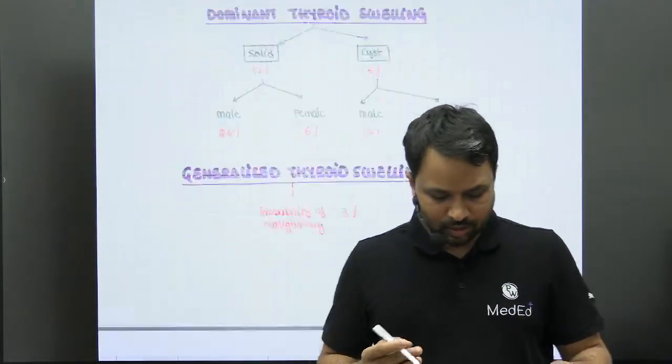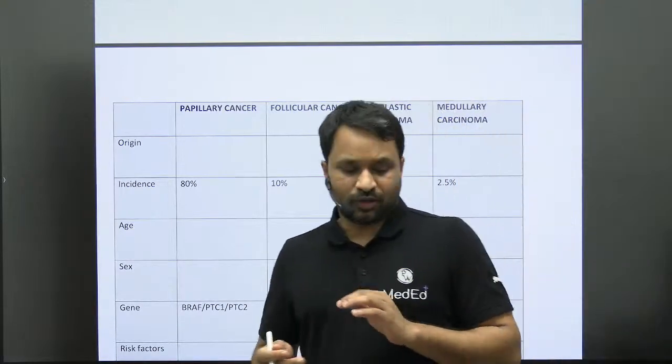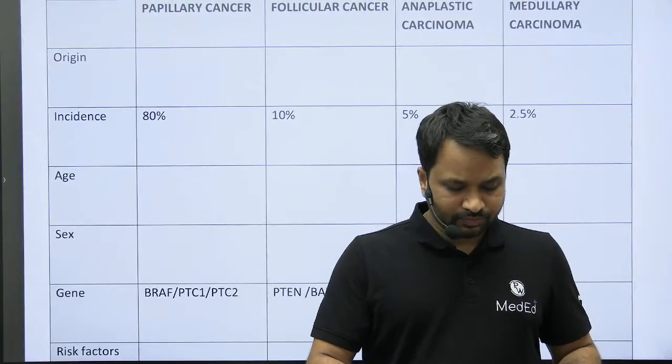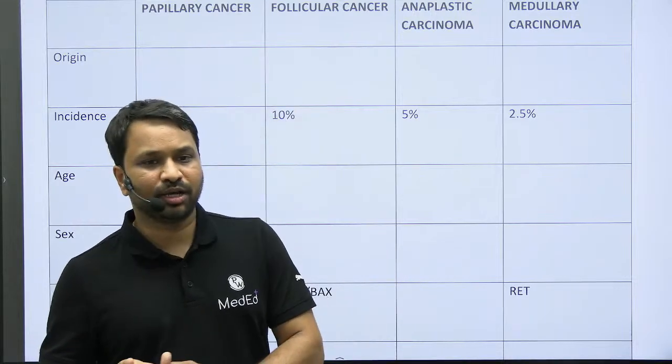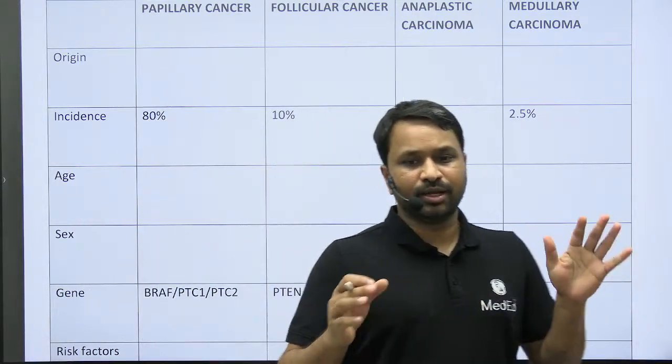So let's dig into each individual component of the thyroid cancer. We'll be doing comparative data. I'll try to analyze the 4 common varieties that we have: the papillary, follicular, anaplastic, and the medullary cancer thyroid, and we'll talk about it.